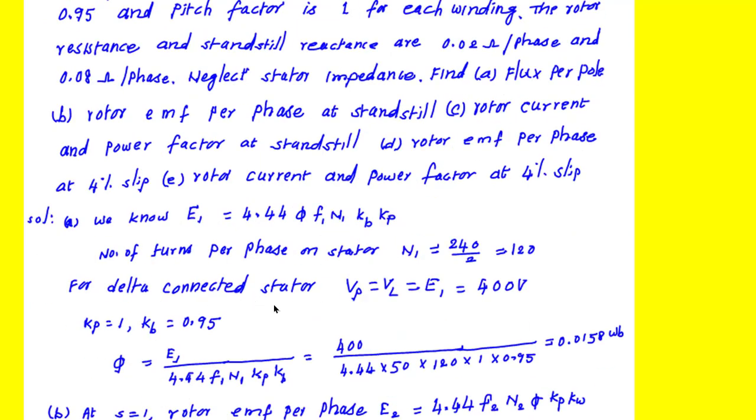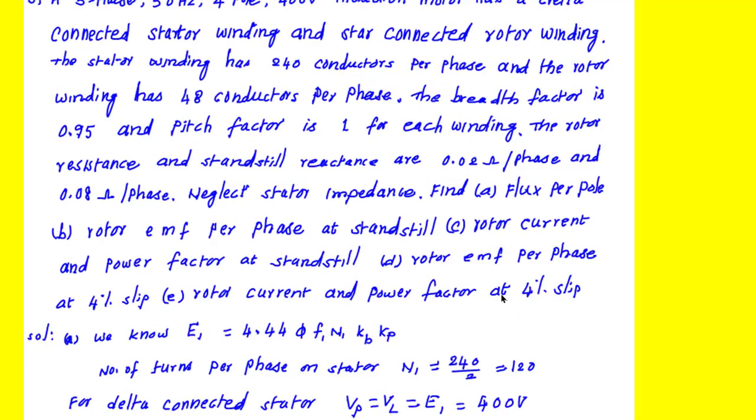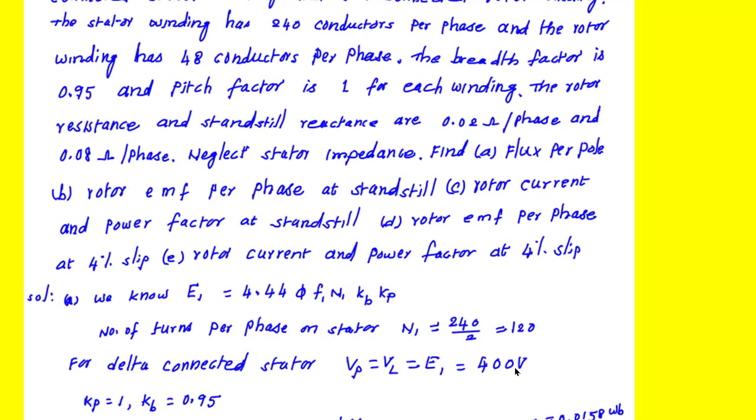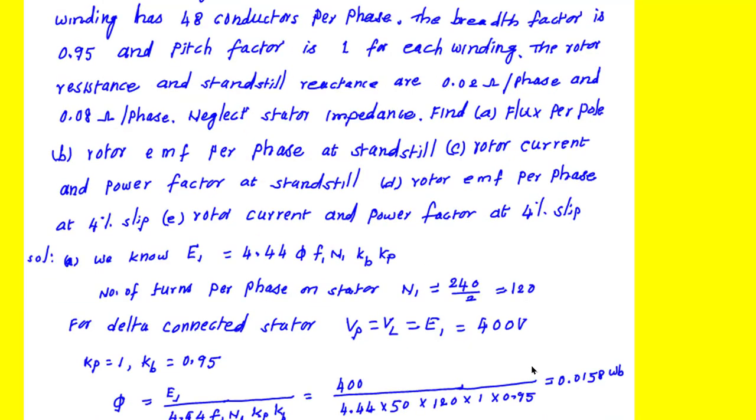Similarly, for a delta connected stator, we know from circuit theory that the phase voltage and line voltage, or induced voltage per phase and line voltage, are all the same. So that is given as 400 volts at the beginning itself. We write the per phase voltage of the stator as 400 volts, and Kp is given, Kb is also given, that is 0.95.